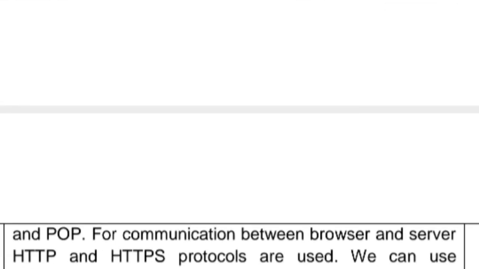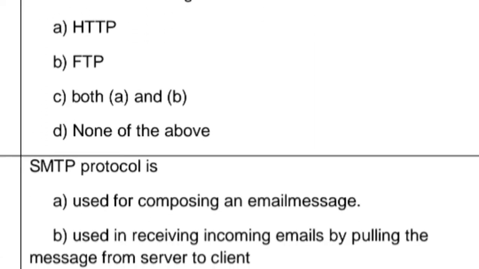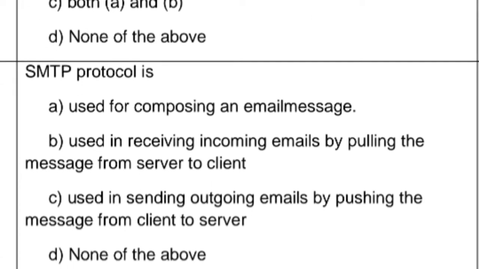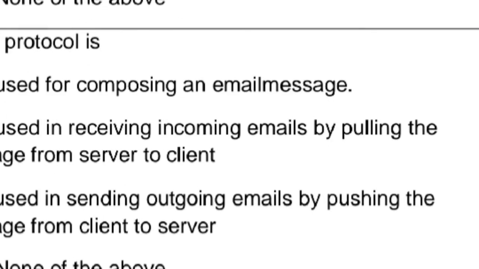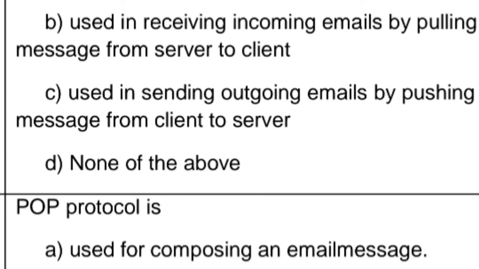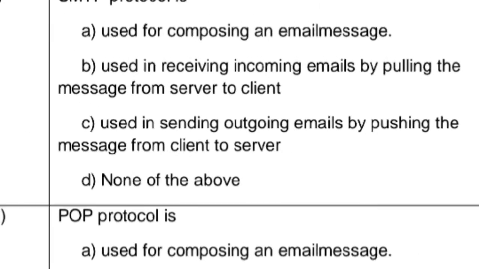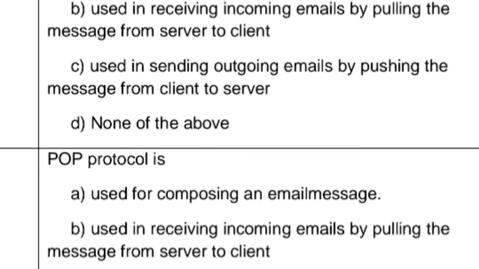So, basically SMTP or Simple Mail Transfer Protocol is used for sending your emails, whereas POP, that is Post Office Protocol, is used for receiving emails. So, here SMTP protocol is used in sending outgoing emails by pushing the message from client to server. So, answer would be the option C.